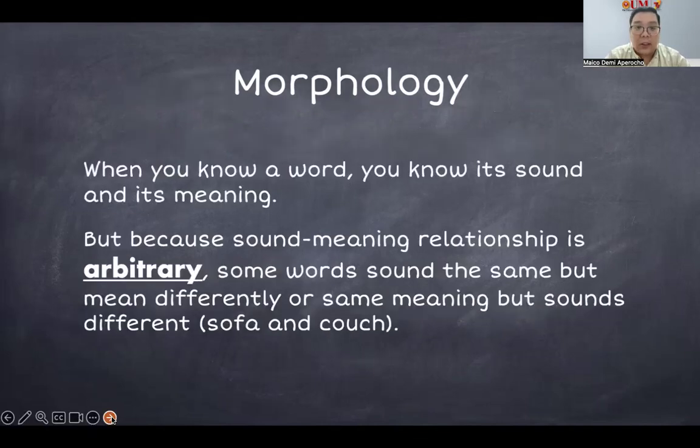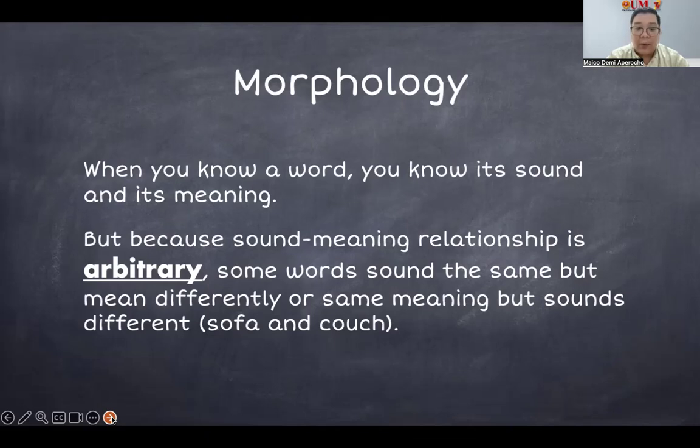Before anything else, let us understand what morphology is. When you know a word, you know its sound and its meaning. But because the sound-meaning relationship is arbitrary, or sometimes unclear or not directly stated in terms of meaning, some words sound the same but mean differently, or have the same meaning but sound different. For example, when we encounter the words sofa and couch, depending on the cultural background or the nationality of the person saying these words, meanings also vary. Here in the Philippines, we are used to saying sofa, whereas in some other parts of the country, we use the word couch.